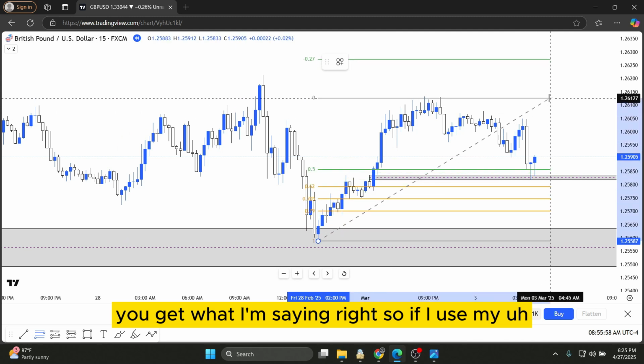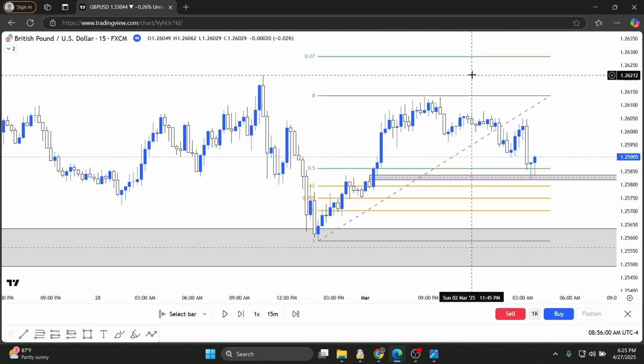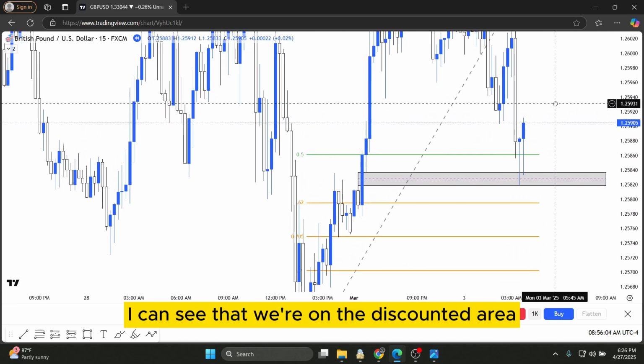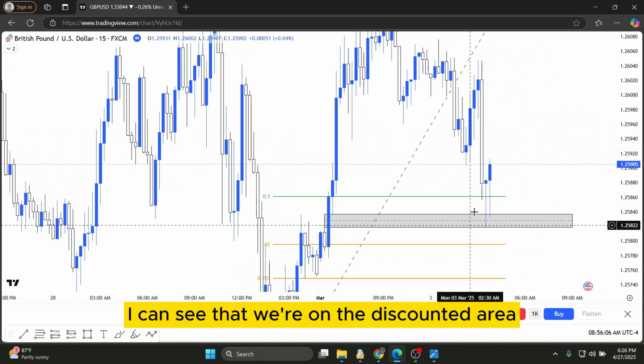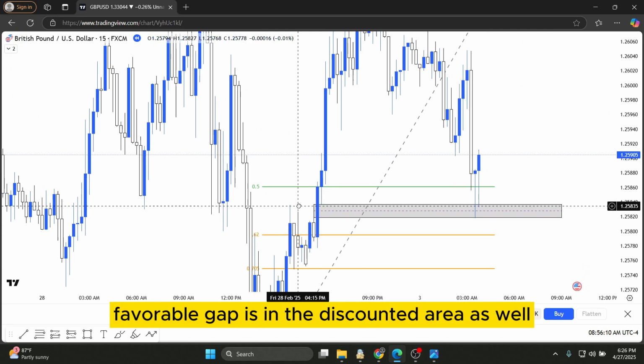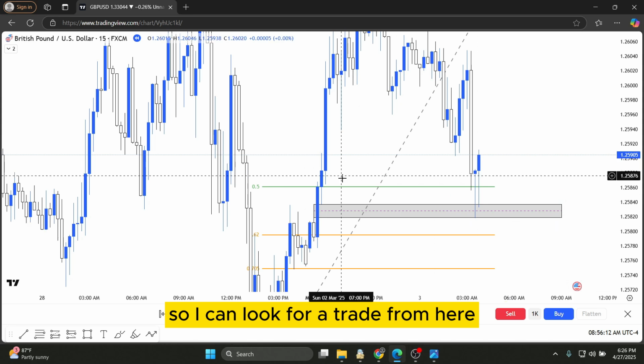So if I use my OTE levels, I can see that we are in the discounted area, and this fair value gap is in the discounted area as well. So I can look for a trade from here.